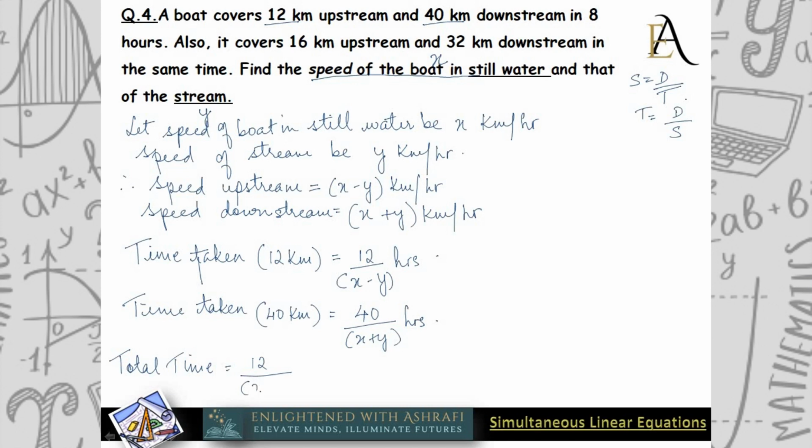So the total time for this is going to be 12 upon x minus y plus 40 upon x plus y. Now they have told that it's 8 hours. Total time is 8 hours. So this is an equation that we get. Let this be our first equation.